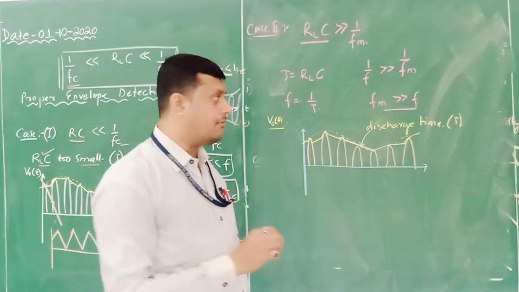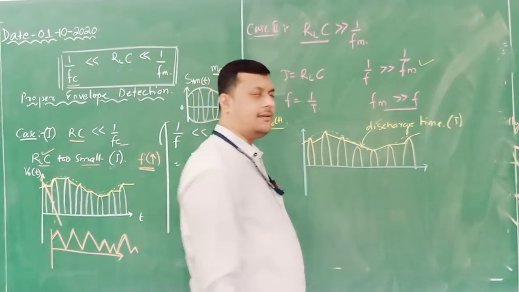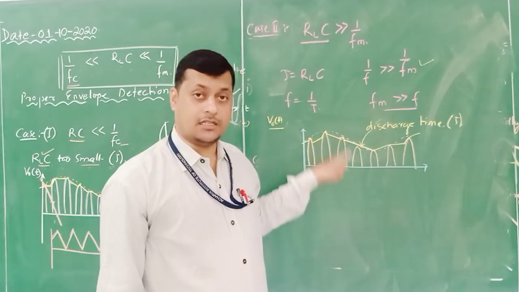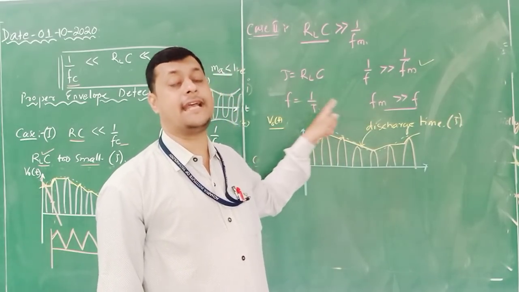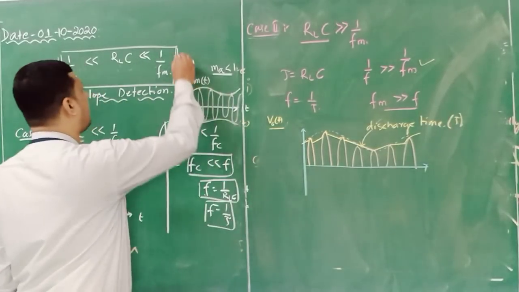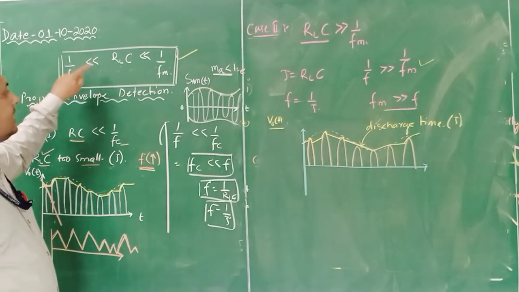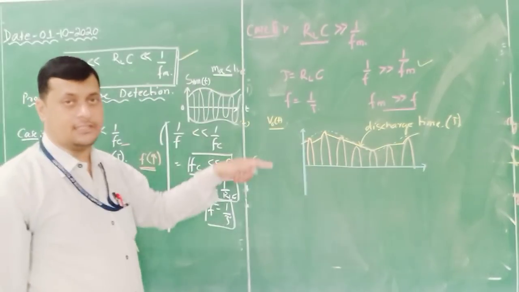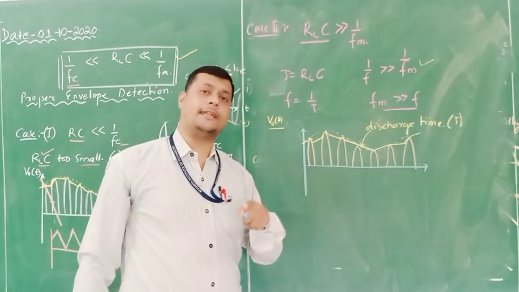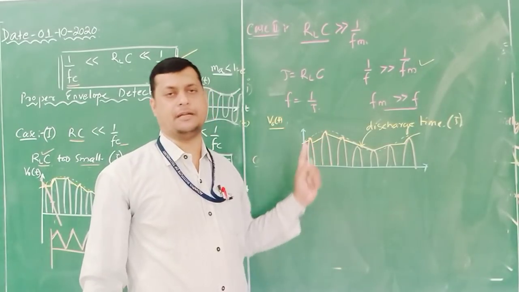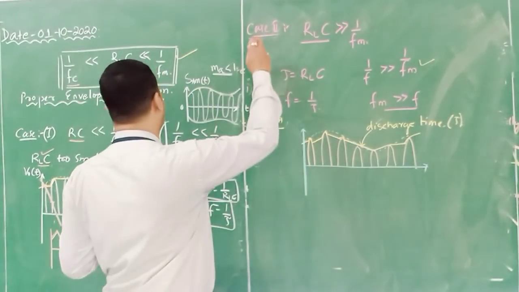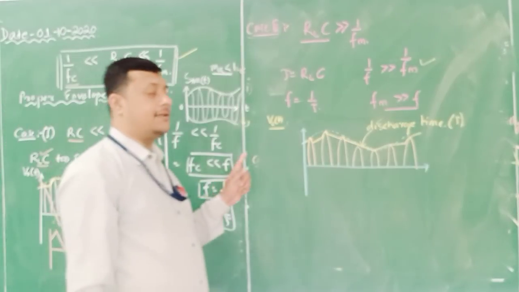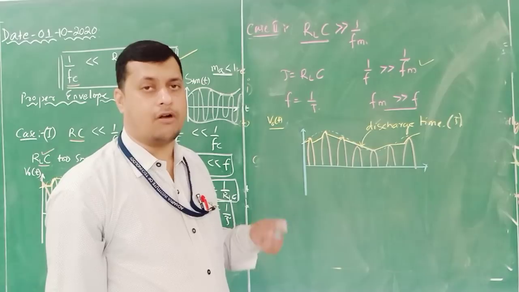Now how can we control the frequency? We had a condition that FM must be greater than F and F must not be less than F. It should lie between these two conditions. So what is that condition? For proper envelope detection, 1 by Fc less than tau less than 1 by F1. So if this condition is satisfied, then we can recover the original modulating signal with the help of envelope detection. So this is case 1, this is case 2, if it is high, if it is small, and these are the cases through which we can recover our original modulated signal.